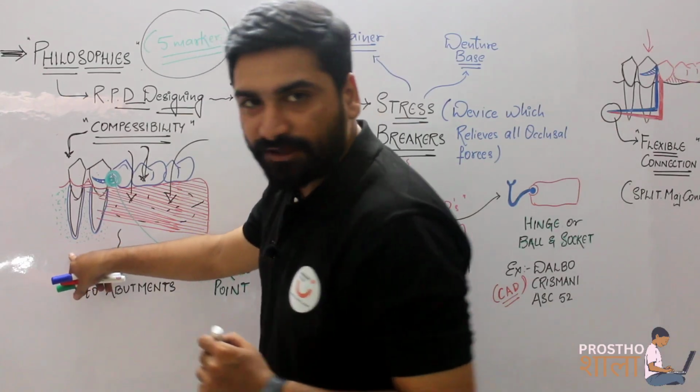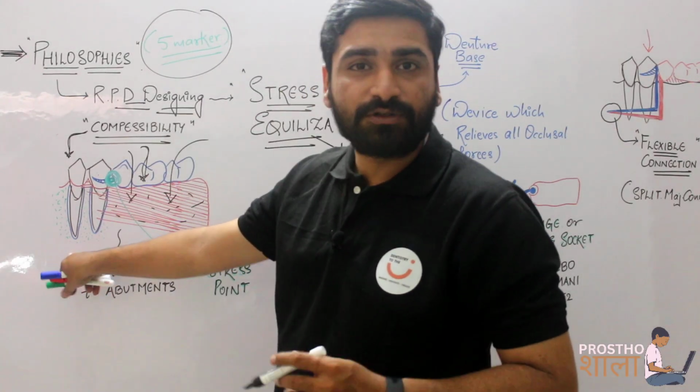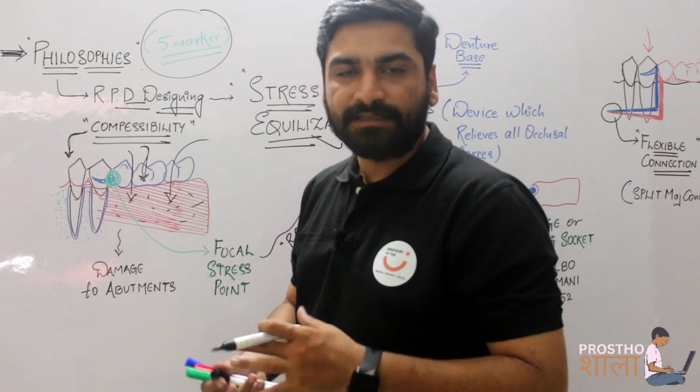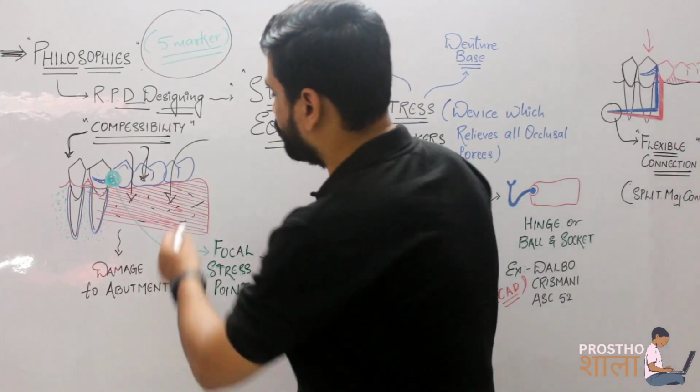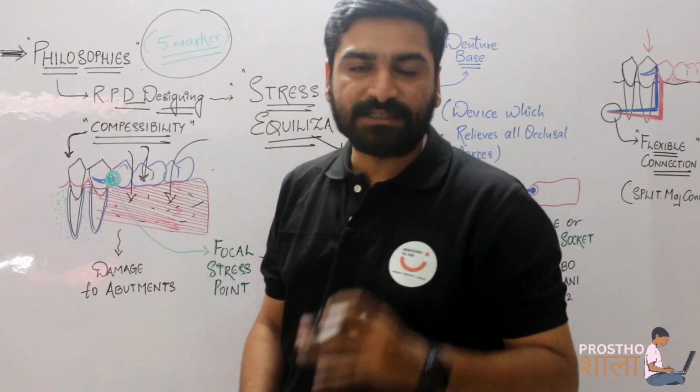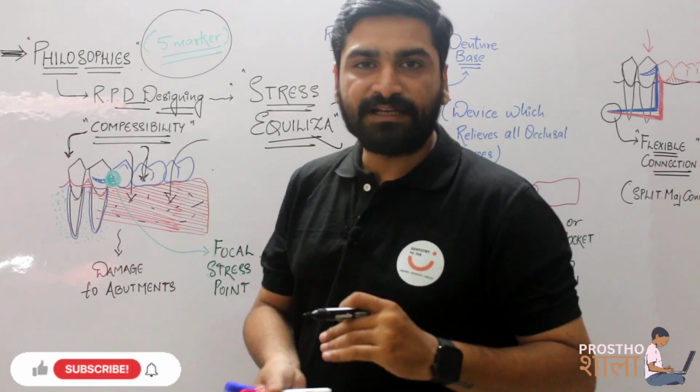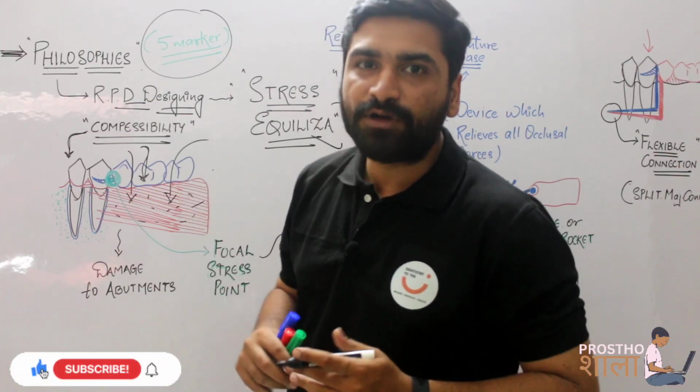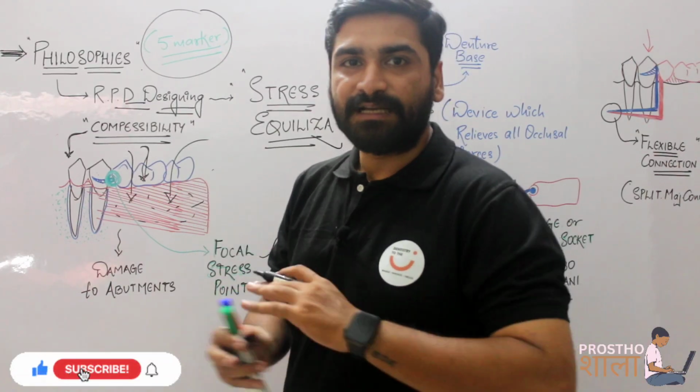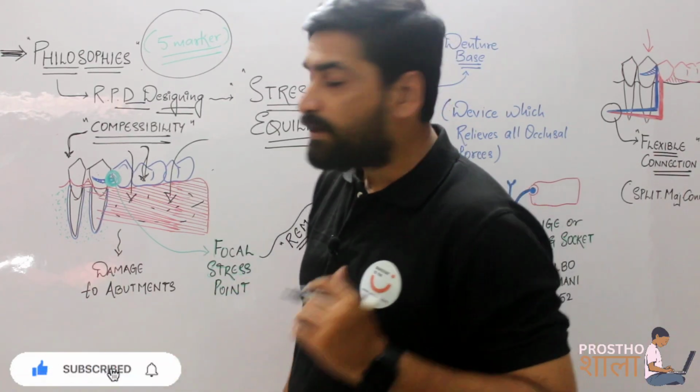The compressibility of the periodontal ligament also gives the cushioning effect to the teeth, acts as a shock absorber, but not as good as your edentulous ridge, which is a full thickness soft tissue which can have more or less compressibility, subject to the type of tissue.